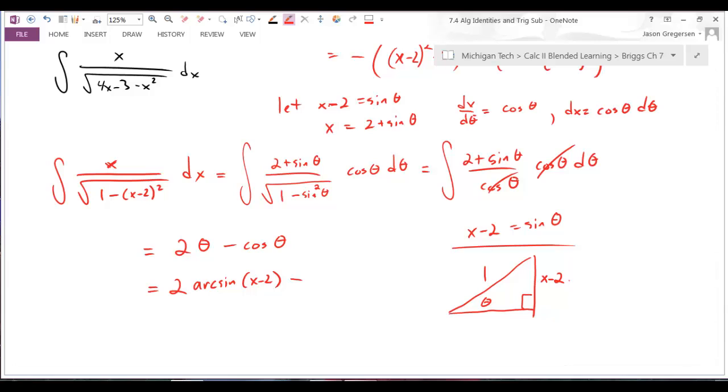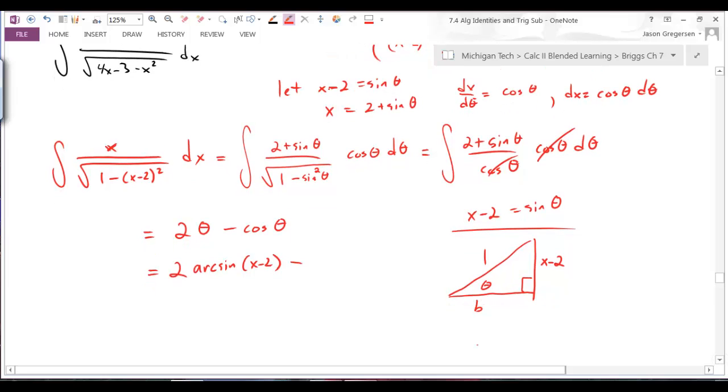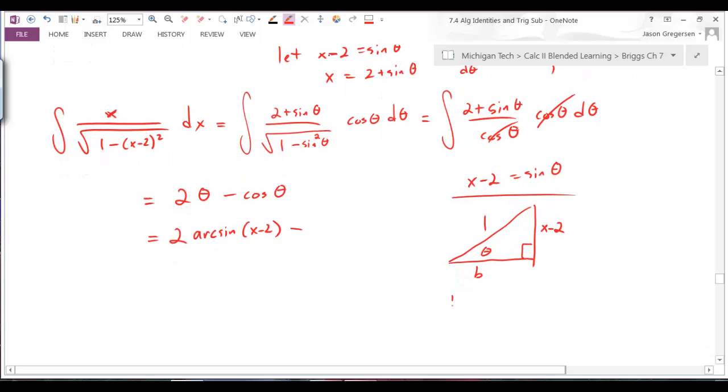But if I have two sides of a right triangle, I know what the third side is. How can I find the third side? Pythag, right? Whatever this side is, I'll call it b. b squared plus x minus 2 squared better equal 1. And when I solve that for b, it turns out to be the square root of 1 minus x minus 2 squared. So now I know what the third side is.